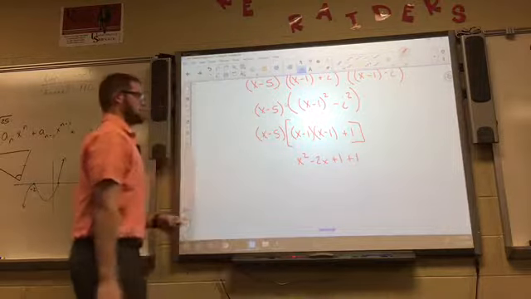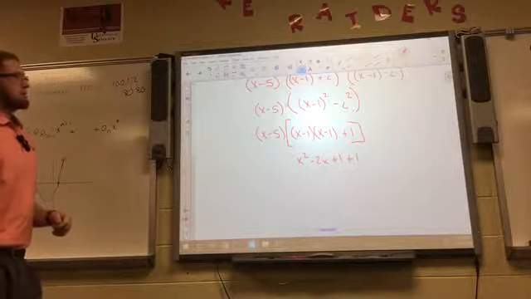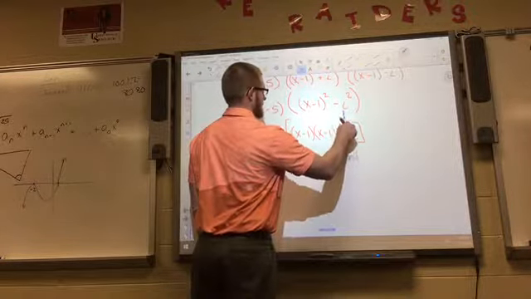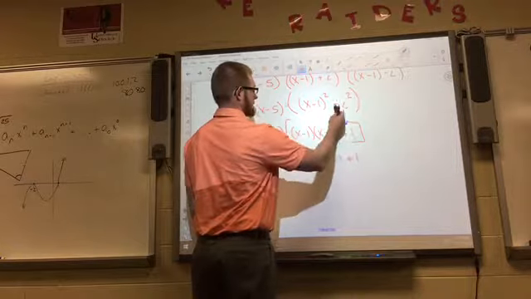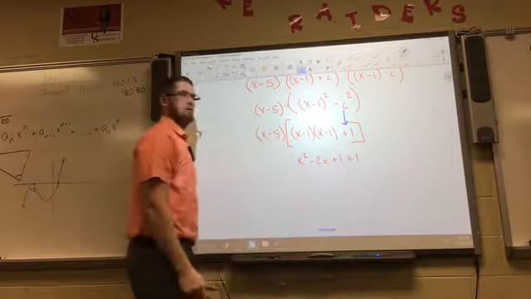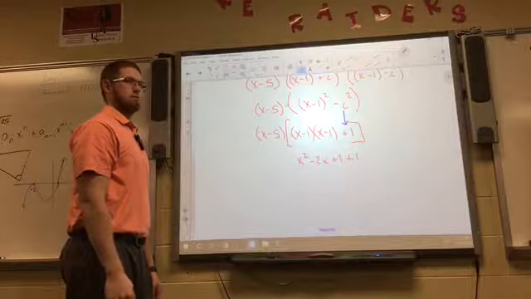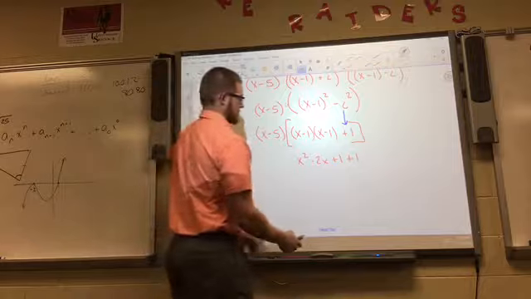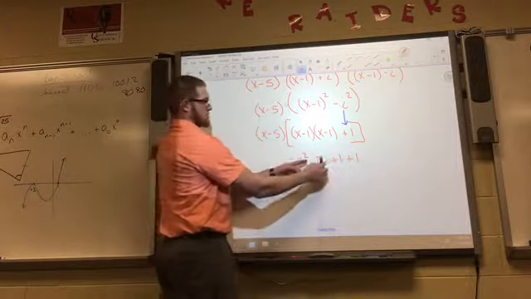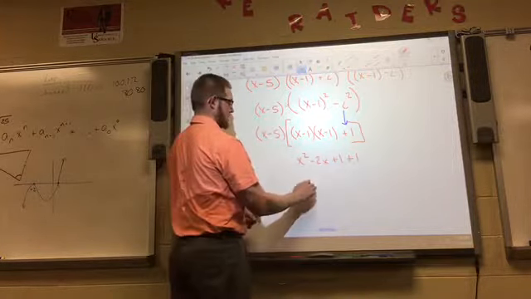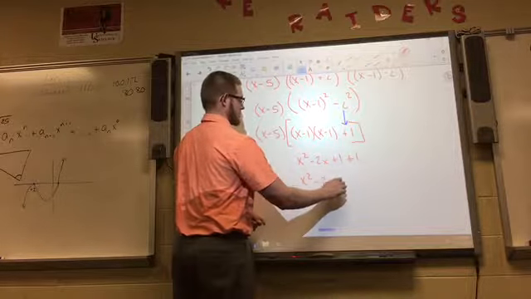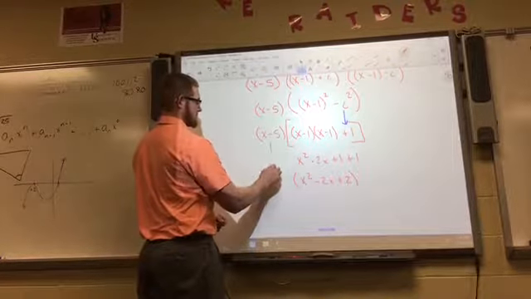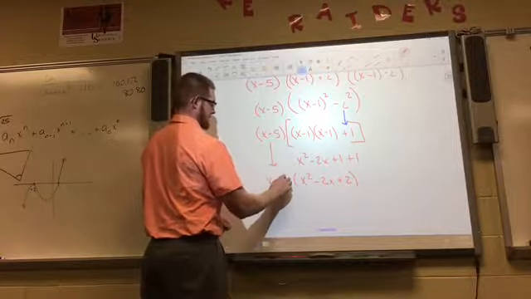Go ahead, Peyton. Where'd you get that first positive 1? i squared is equal to negative 1, times a negative is a positive 1. Good? Okay. So now, x squared minus 2x plus 1 plus 1 is x squared minus 2x plus 2, times x minus 5, right?